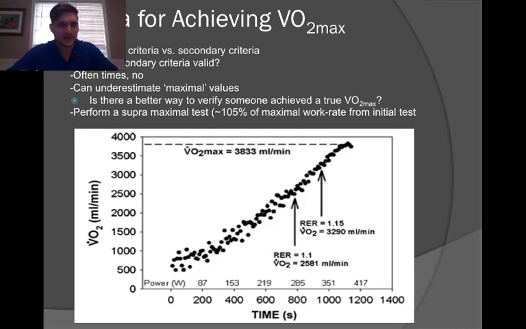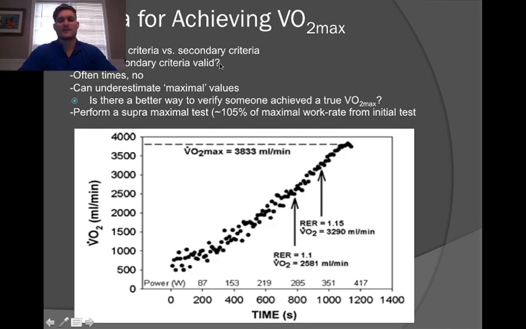And so we call that, again, primary criteria. You're actually physically measuring the VO2, and then you're determining that with an increase in work, you're not seeing at least a 150 milliliter bump up when they are going through the next phase. So this is one way of achieving VO2 max. We also have something called secondary criteria.